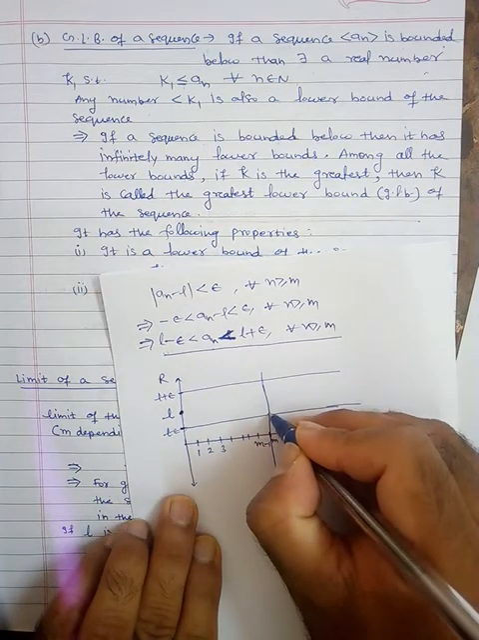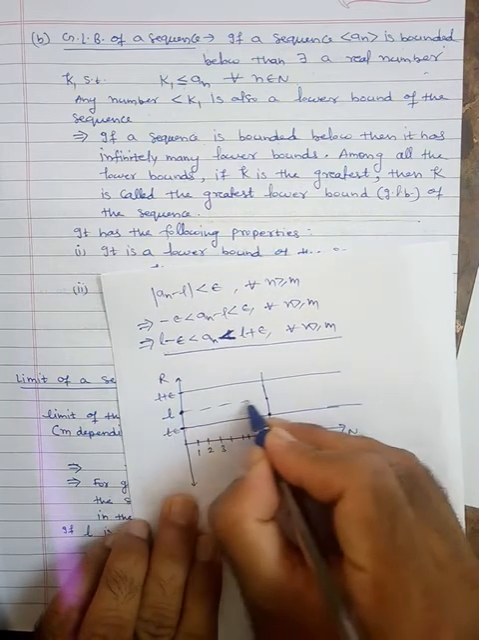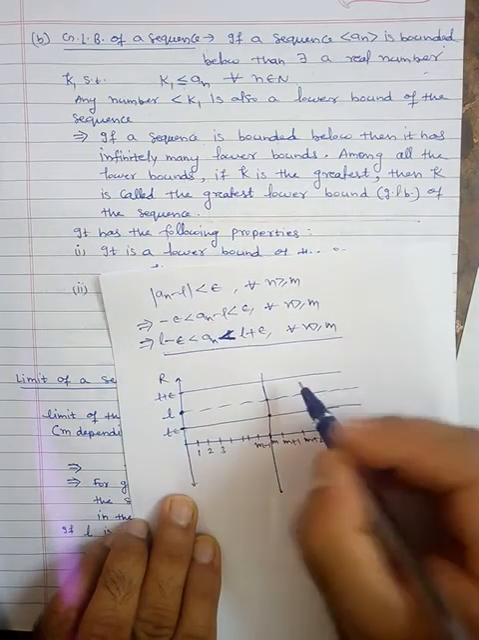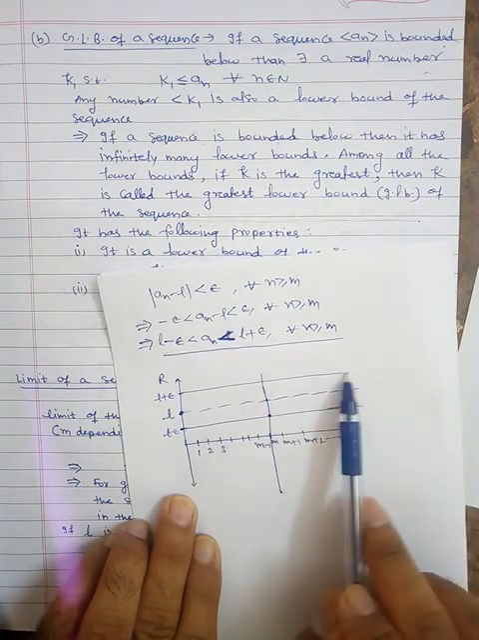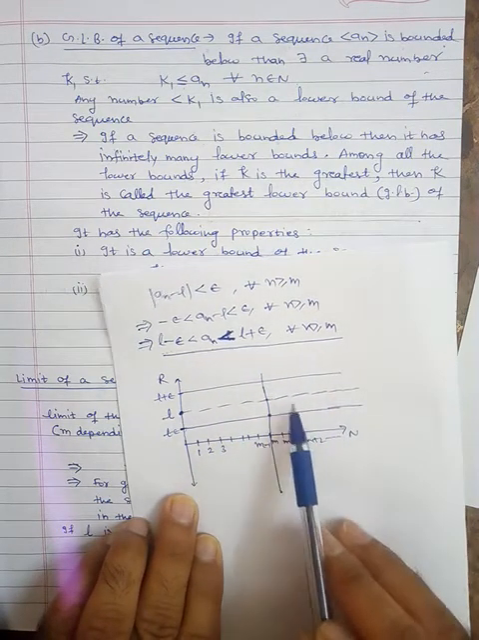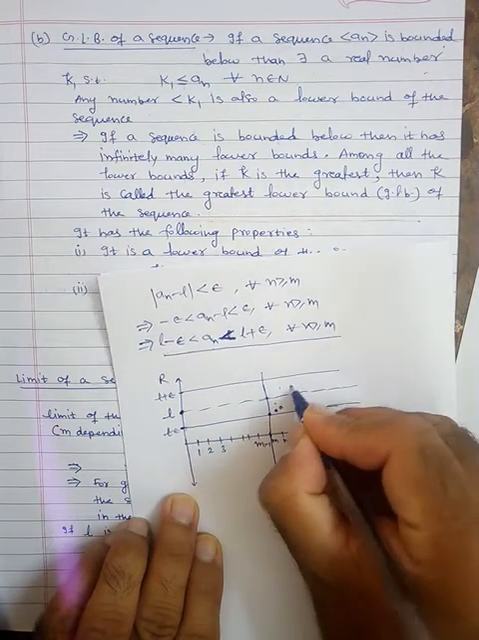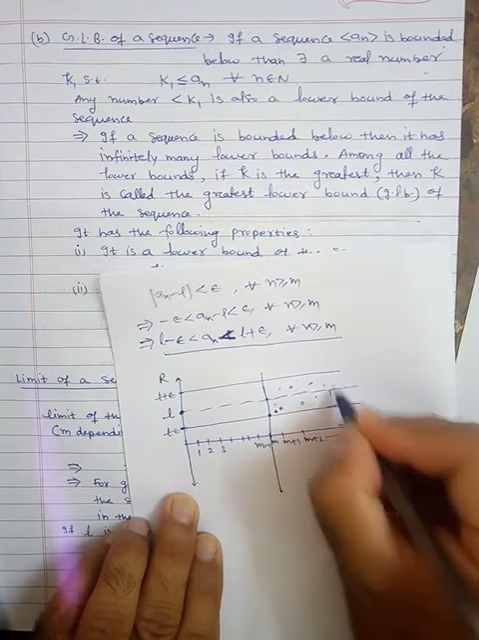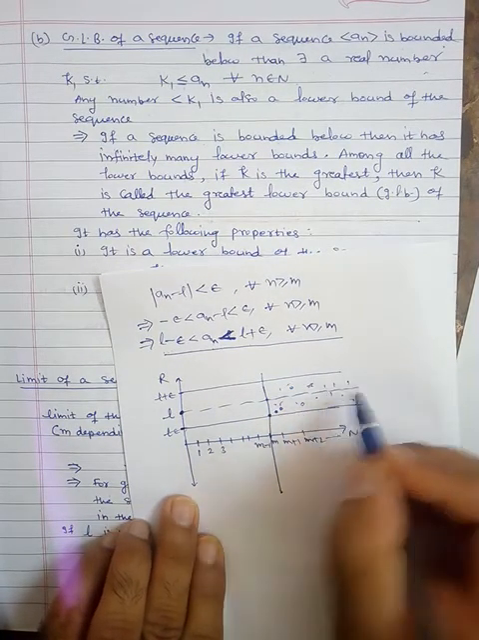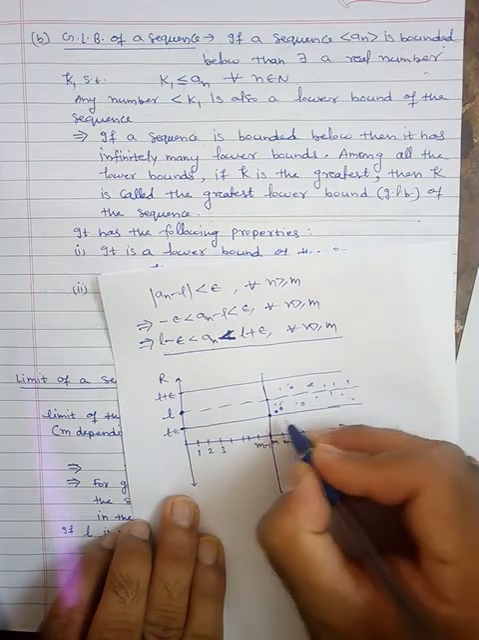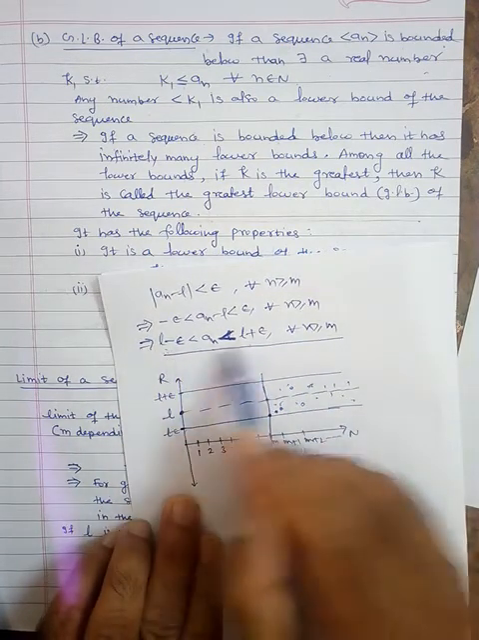So including m, all the terms of the sequence, suppose this is the L line. After this number, all the terms of the sequence are lying in this band somewhere here. So they are lying here, a_m plus 1, a_m plus 2, and so on, the corresponding numbers. They are lying in this band according to this situation.